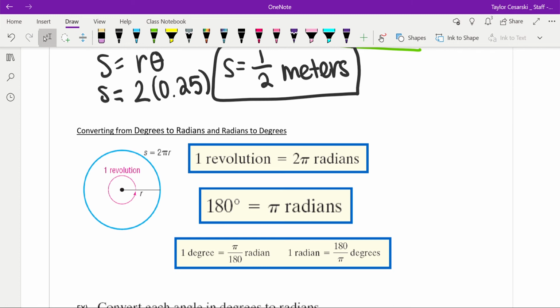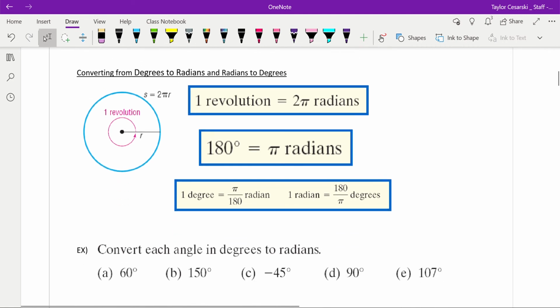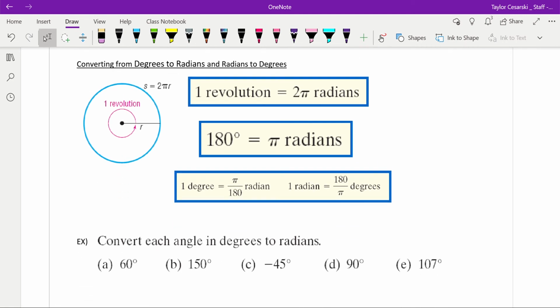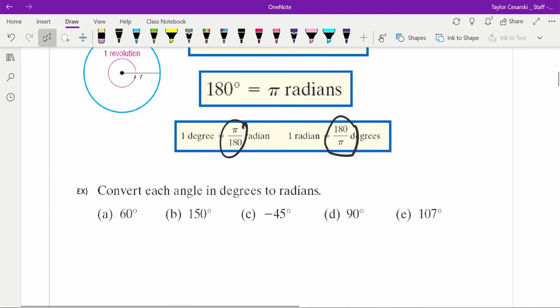The last couple things on here are converting from degrees to radians and radians to degrees. You probably recognize these formulas, pi over 180 and 180 over pi. That's how you convert back and forth. We're going to start in degrees and go to radians, and then we're going to go from radians to degrees.